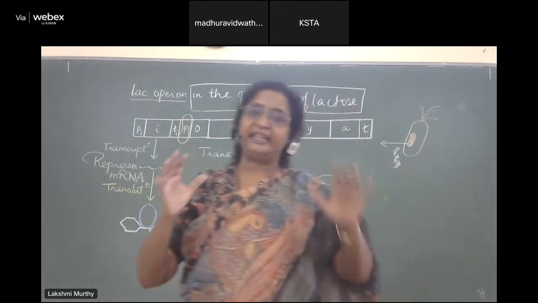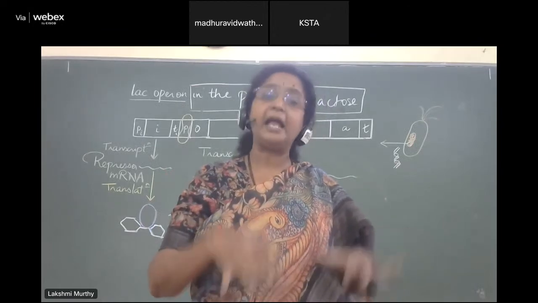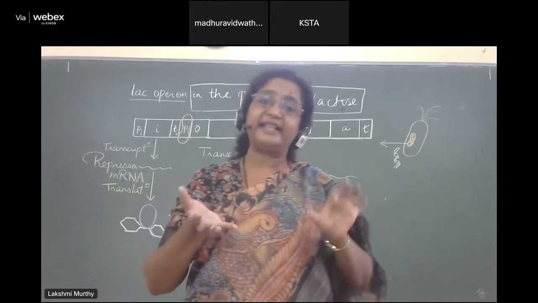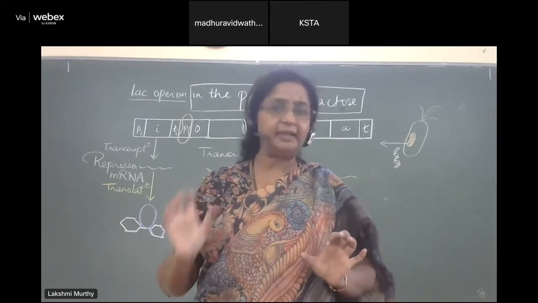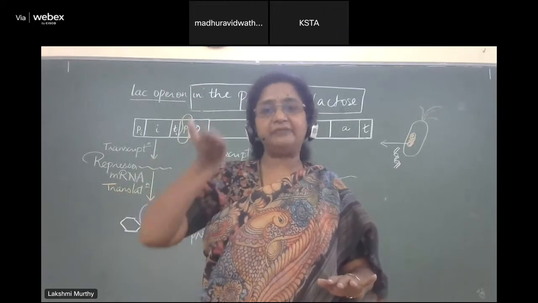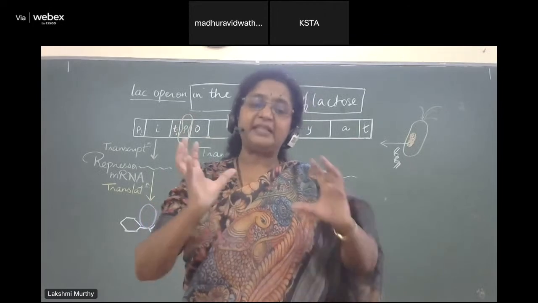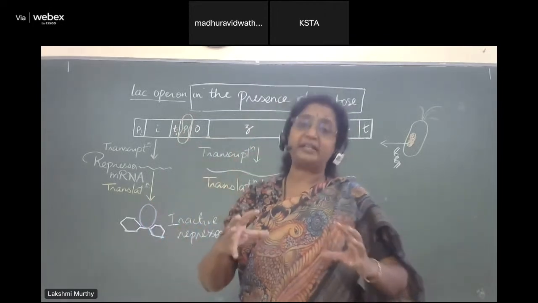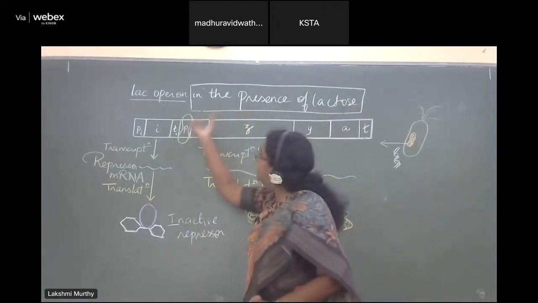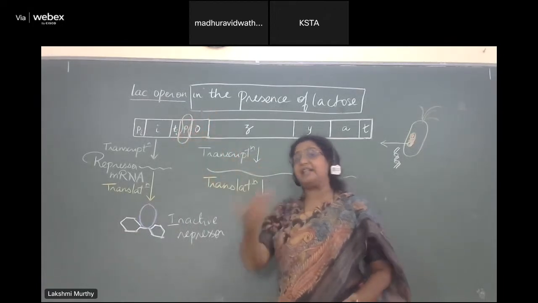When glucose is very low in the environment, there will be a build-up of a particular chemical called cAMP, cyclic AMP. So when glucose is low, cAMP levels will go high. When cAMP levels go high, it means that ATP level is going to be less. cAMP is now going to be part of a large protein which is called CAP. That CAP can increase the binding of RNA polymerase to the promoter so that transcription becomes faster.